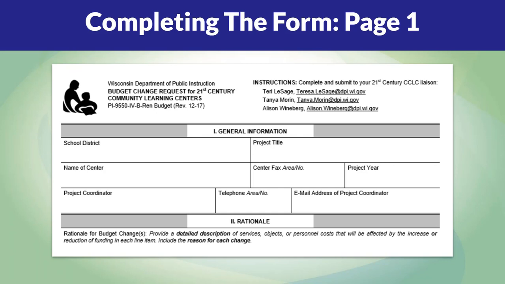You need to provide a detailed description of each change, including what each change is and why the change is being proposed. You must do this for both the line item increase and the line item decrease. Put another way, why are you wanting to increase one line and why are you able to decrease another? The more detail you can provide, the better, as such information may reduce the amount of follow-up DPI has to conduct.